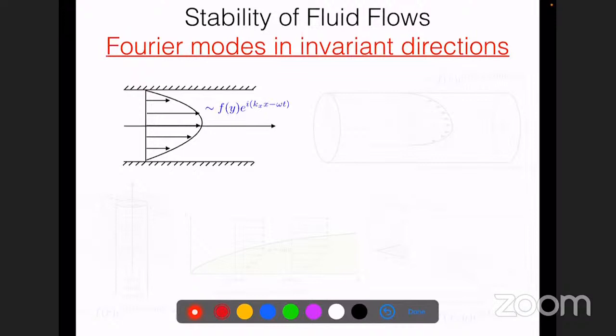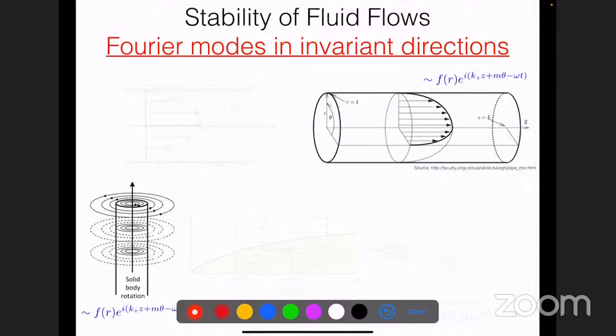So I'll assume that any disturbance I'm introducing in the system is going to be some unknown function of y, but sinusoidal in the other directions. Here, the exponential of i(kx x minus omega t) is used for the convenience of doing the algebra and also bringing in an analogy to a Fourier transform. But you can think of it this way: previously, when we solved the string problem, we said there is going to be a mode which has a sine x kind of behavior. In the same way here, in the direction in which the flow is invariant, you are going to assume a Fourier mode.